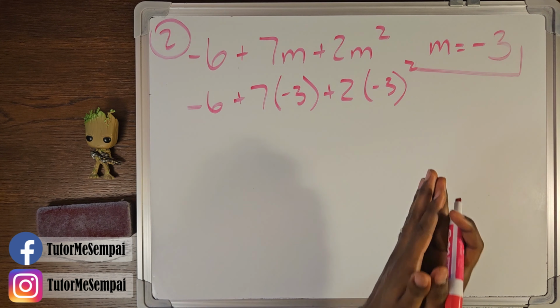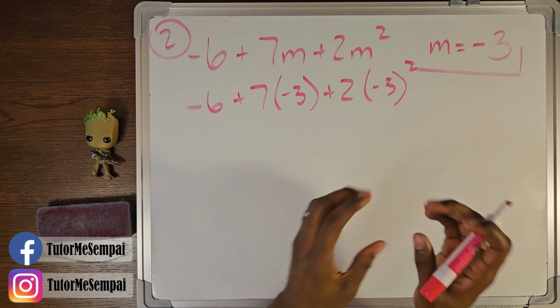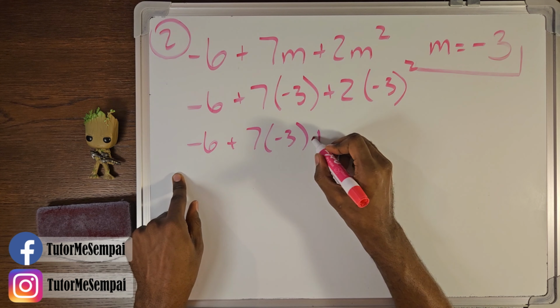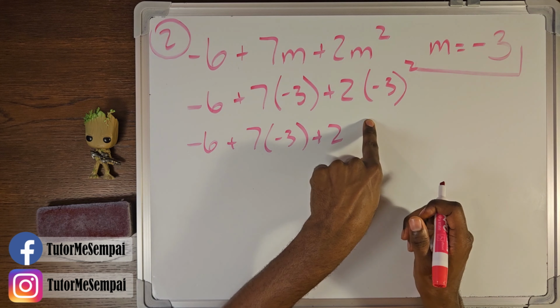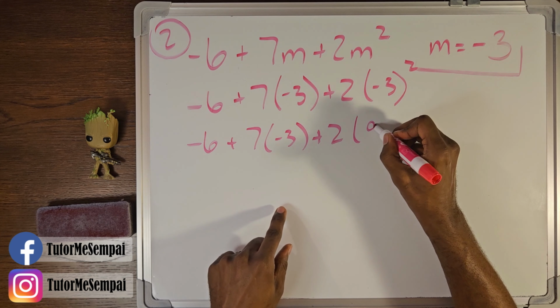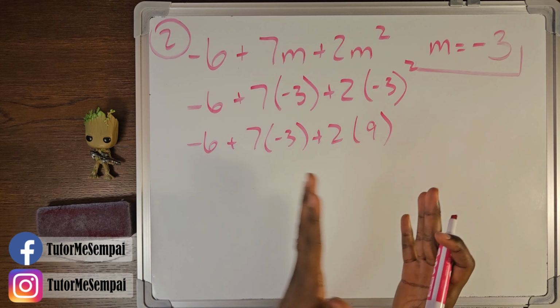However, let's think about what order we have to do these in. We have multiplication, we have addition, we have some subtraction, and we even have exponents now. We got to make sure we do this in the correct order. So let's first do our exponents. So we're going to rewrite all of these and do our exponents first. So we have -6 plus 7 times -3 plus 2, and this is a -3 squared. What's -3 squared? +9. All right, the exponents have been taken care of.